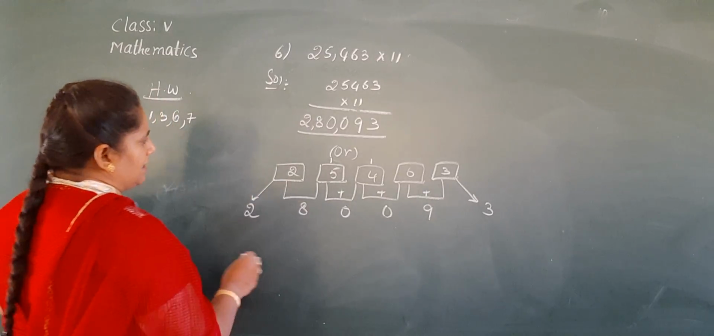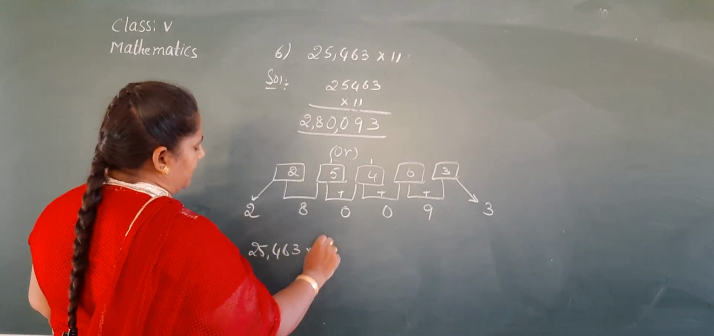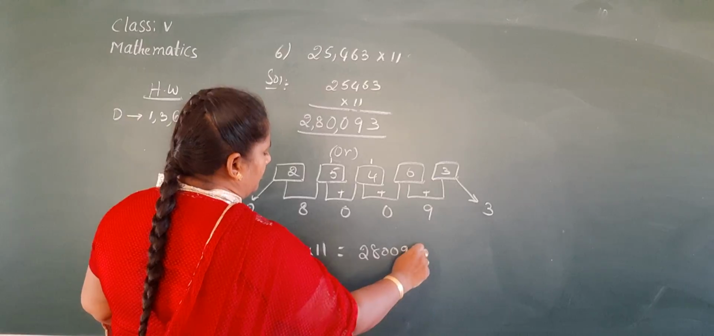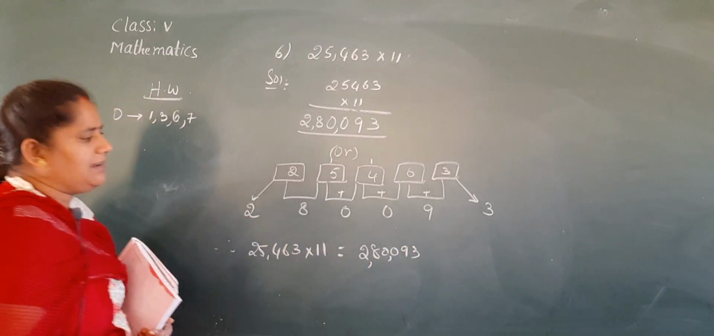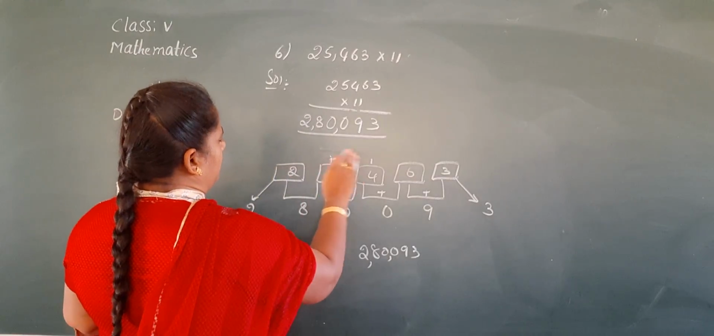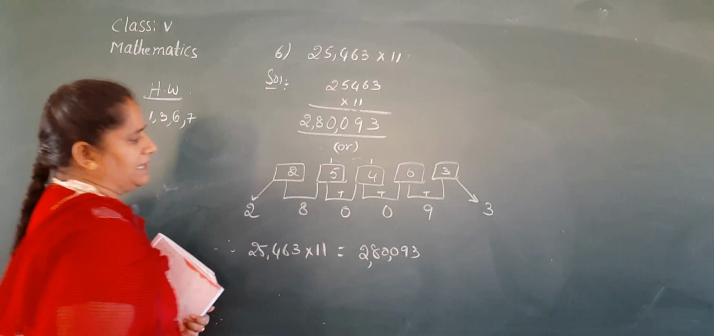So the answer is, therefore, 25,463 into 11 equal to 2,80,093. Okay, ma, your choice, Nana. You can do any method. I think it is a very easy method.